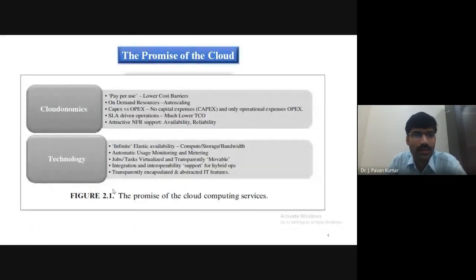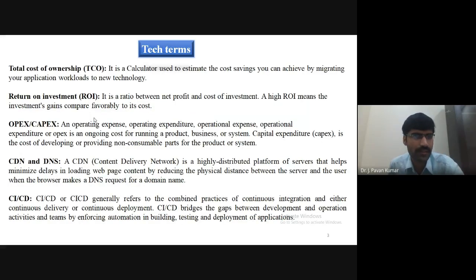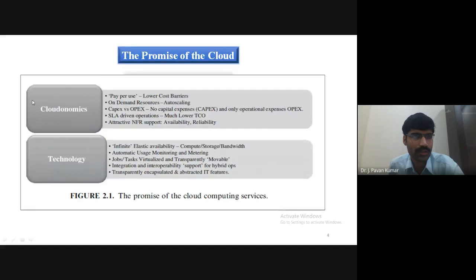Cloudonomics, the promise of the cloud. Here they will be dealing with operational costs and capital expenditure. What is the amount that the user has to pay in order to utilize the cloud? All these things come under cloudonomics. It's like economics, right? How much we have to pay, what profit we will be getting out of it. How we have denoted this: TCO, total cost of ownership. Such things are referred to under cloudonomics.